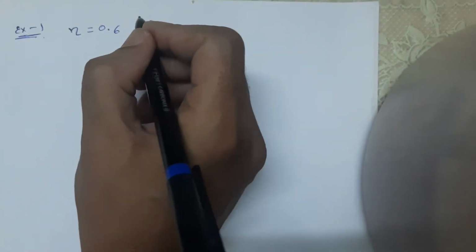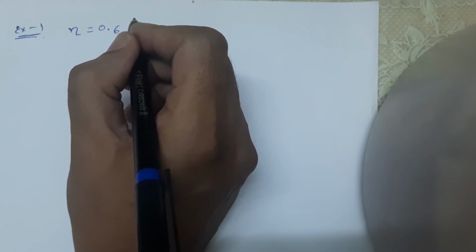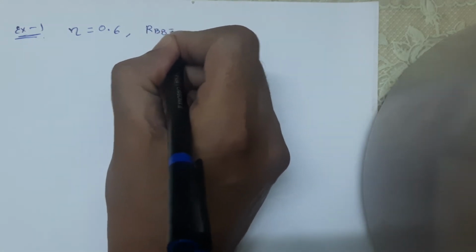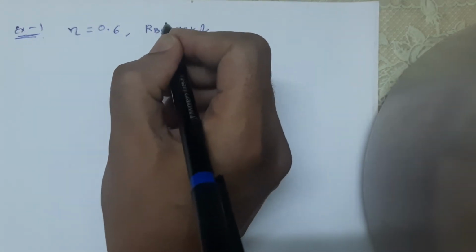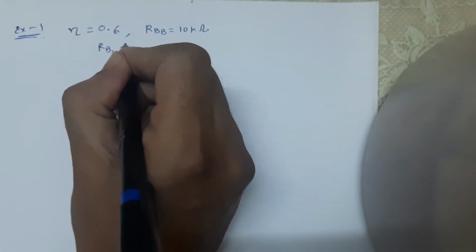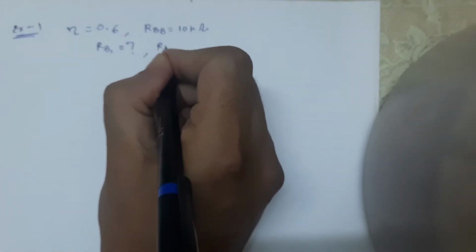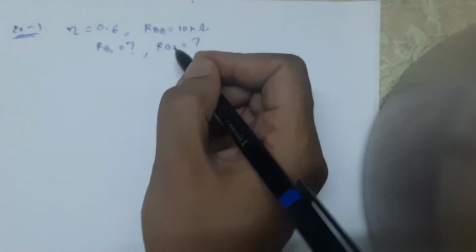Now, by using this UJT, we have some examples. So we are discussing the first example. Example 1. The intrinsic standoff ratio for a UJT is determined to be 0.6. So here eta is equal to 0.6. If the interbase resistance RBB is equal to 10 kilo ohm, then find out the value of RB1 and RB2.